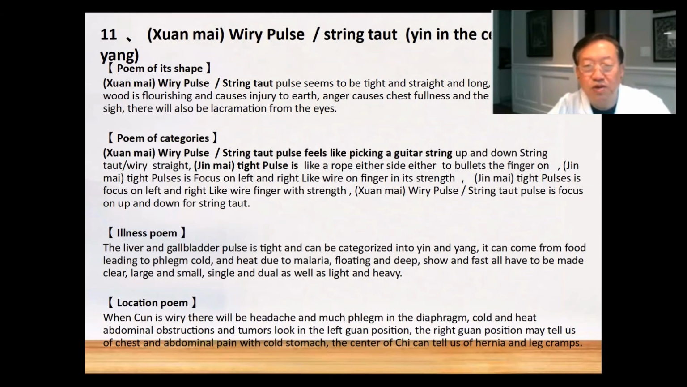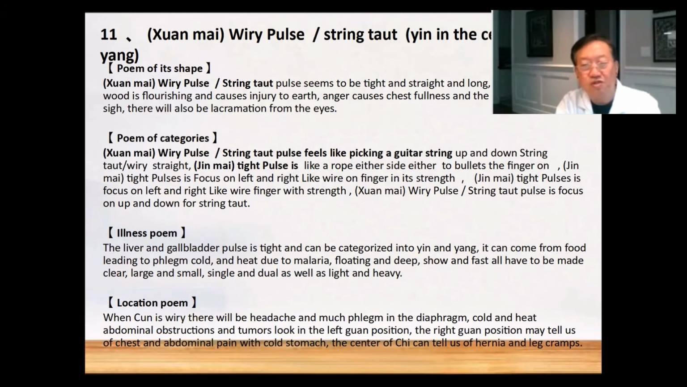Xuanmai, or wiry pulse, string taut pulse, is yin in the center of yang. Poem of its shape: Xuanmai seems to be tight and straight and long. The liver meridian wood is flourishing and causes injury to earth. Anger causes chest fullness and the patient will always sigh. There will also be lacrimation in the eyes. Xuanmai feels like picking a guitar string up and down.